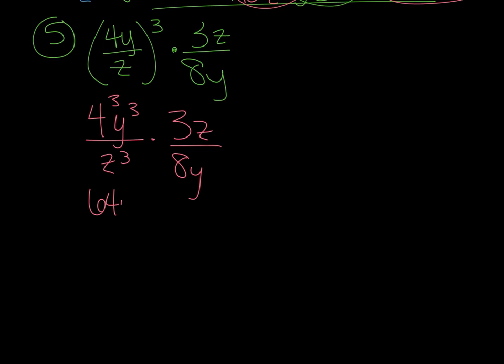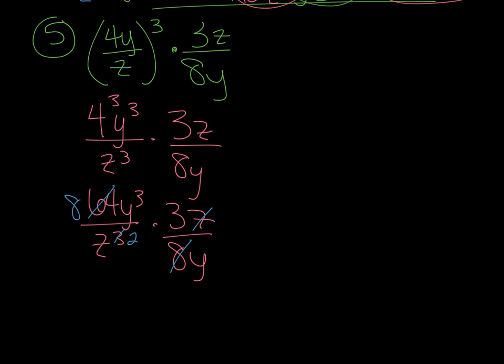4 cubed gives me 64, so if we simplify that, and then we can look back to cross reduce. Looking at my two fractions, what are some things they have in common here? An 8. We can divide out an 8. So the 64 turns into an 8. What else? A z. So that z cubed turns into a z squared. What else? A y. So that y cubed turns into a y squared. Anything else? Nope, I think that's all.